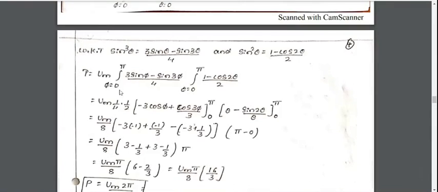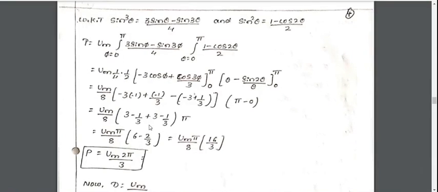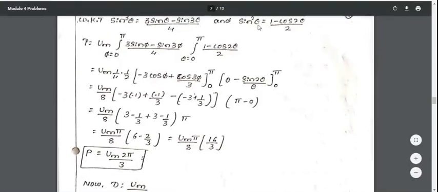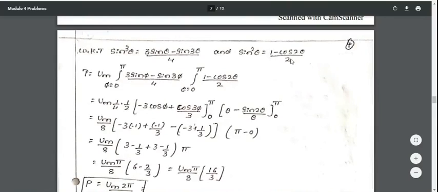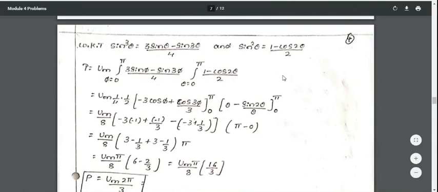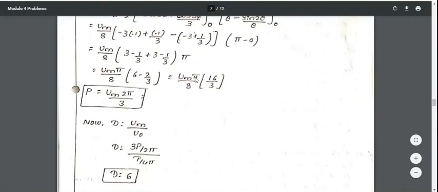If we integrate 0 to pi sin cube theta, we will have the value 16 by 3. If you integrate sin square theta from 0 to pi d theta, we will have pi as the answer. So ultimately we can write pi divided by 8 into 16 divided by 3. How this 8 comes into the picture is nothing but 4 into 2. So you get the power equation.